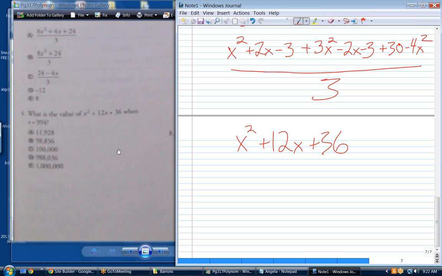You can square stuff by just multiplying it by itself, but it's probably going to be helpful to recognize this as x plus 6 squared. Notice how much easier that makes the problem. A lot easier. Because now we have 1,000 squared, which is what?